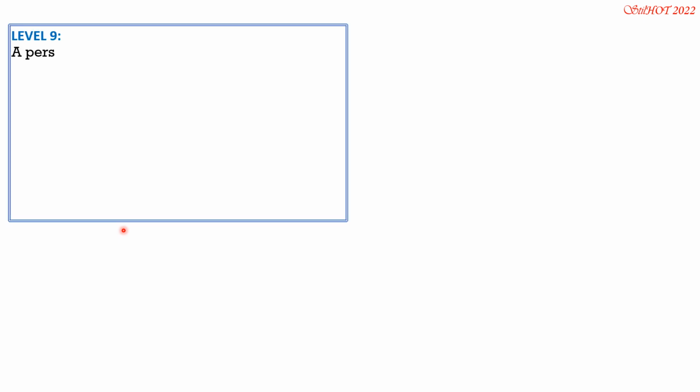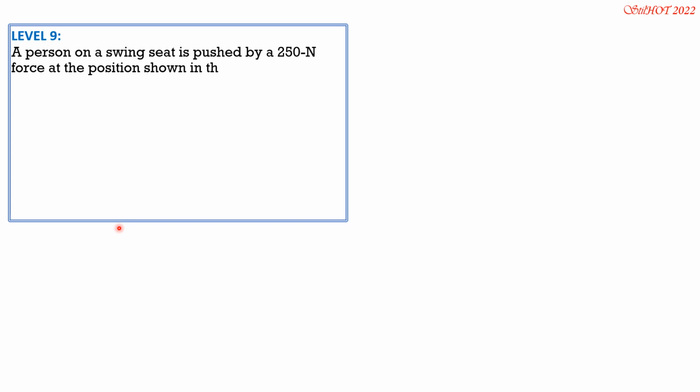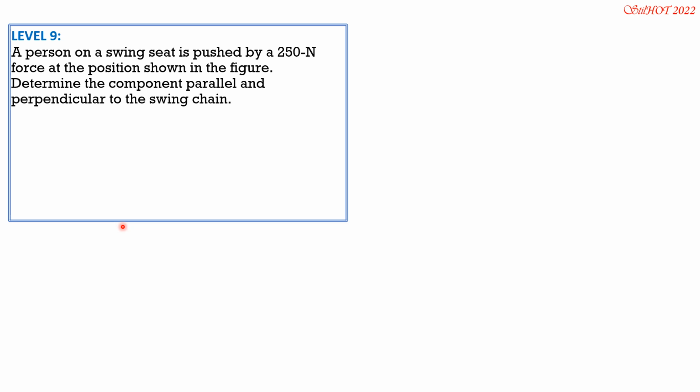Level 9 problem. This is the start of moderate problems. A person on a swing seat is pushed by a 250 Newton force at the position shown in the figure. Determine the component parallel and perpendicular to the swing chain. So here is the given figure. The angle between this normal and the vertical is 30, and the angle of the force inclined is 18 degrees only.